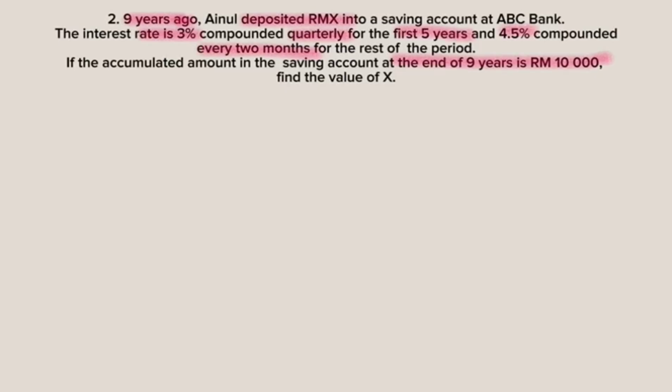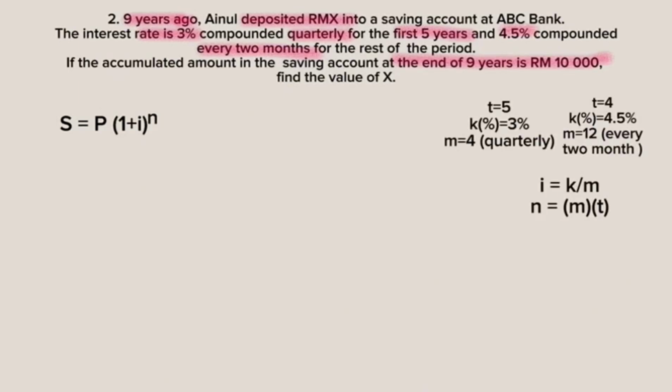First, we need to highlight the important information in the question. Next, we need to identify what formula we need to use. For this question, I used a formula in chapter 3, which is compound interest, because the question talks about compounding. The formula I used is S equals P in brackets 1 plus I, to the power of N. To make it easier, I always identify first what is S, what is P, and so on.